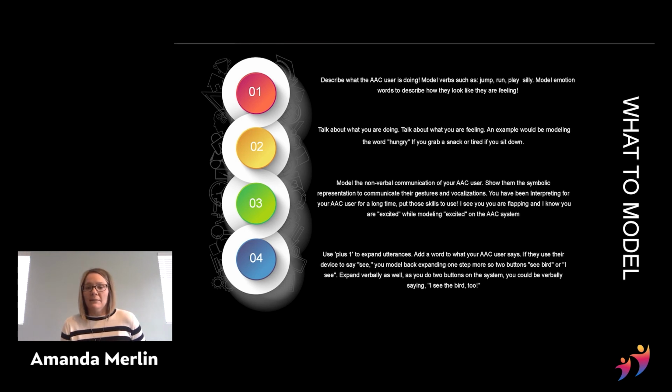So modeling emotion words. Plus it's fun. Kids really enjoy that. Making sure you're using funny adjectives. Stinky. They love the word stinky. Smelly. Those types of words. Talk about what you're doing. Talk about how you're feeling.